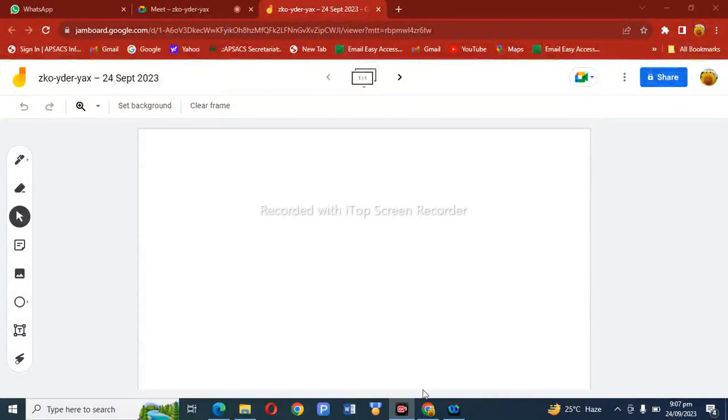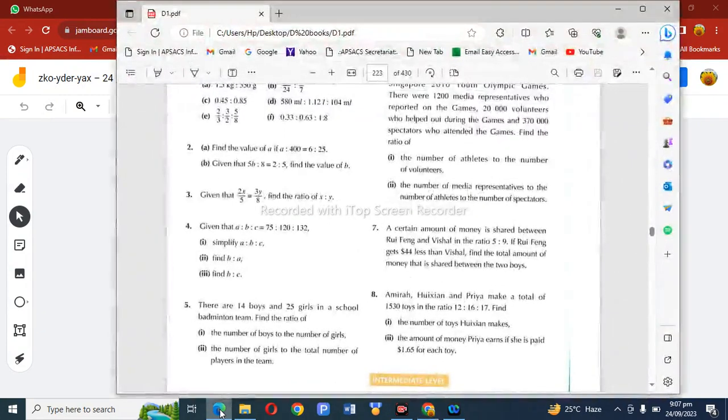Okay, the question is here. You can see the question. It's question number 2, A part. Find the value of A if A ratio 400 is equal to 6 ratio 25. So here you have to find out the value of A. Now I'm going to explain to you how you will find out the value of A.